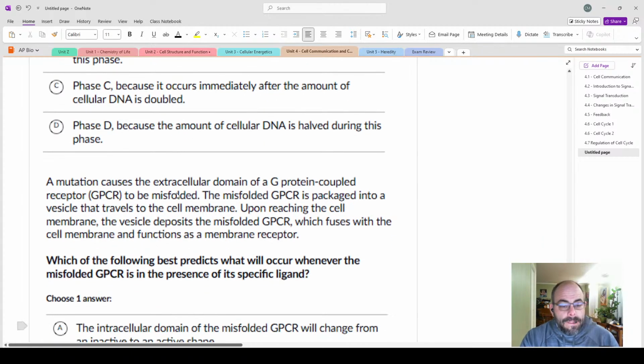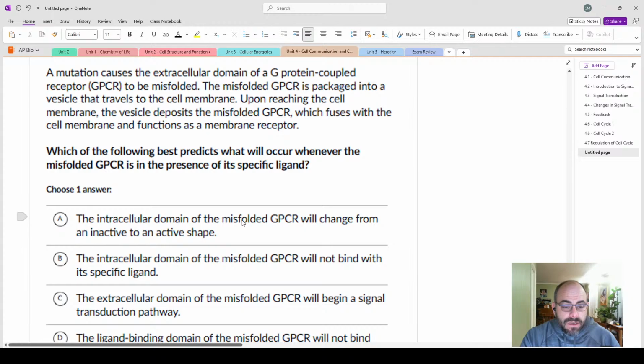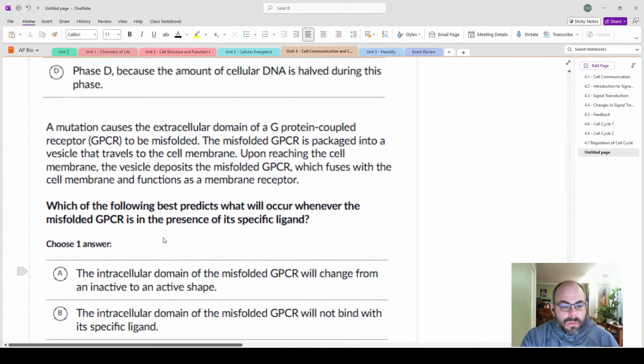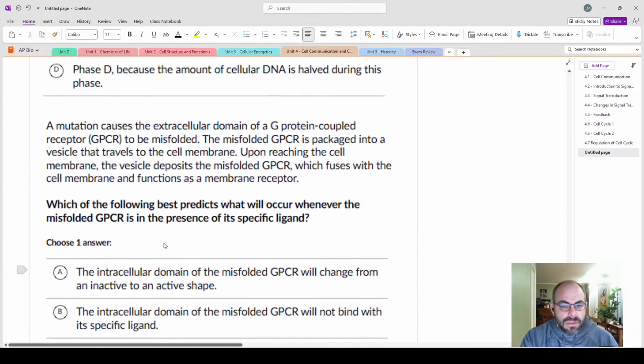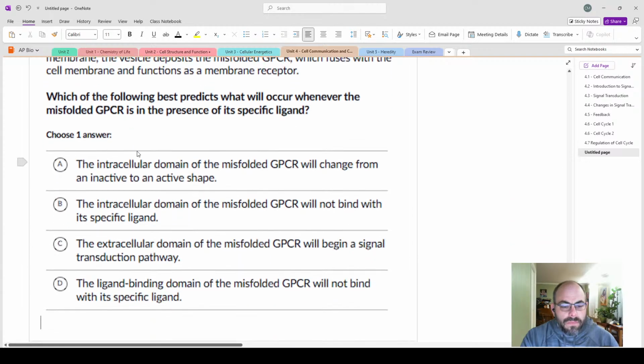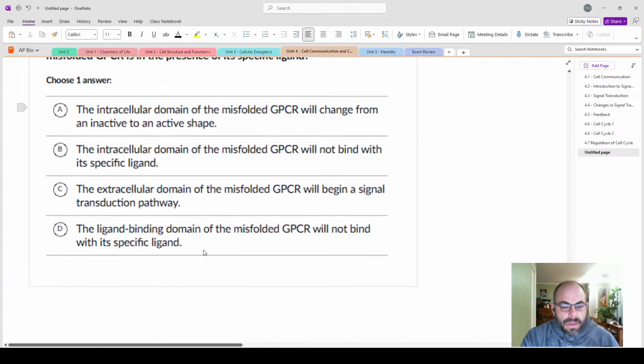We already know. It can't receive that specific ligand, right? Because it's been misfolded, it's not shaped right. The intracellular domain of the receptor will change from inactive to active... will not bind with a specific ligand. B. Oh wait, no. Okay, I see now. Extracellular, intracellular. The extracellular domain. The ligand binding. All right, yeah.